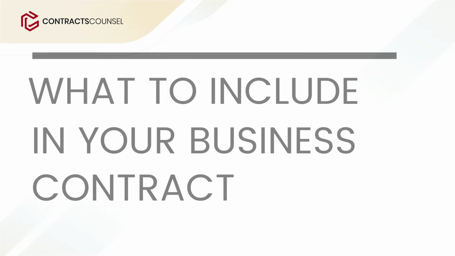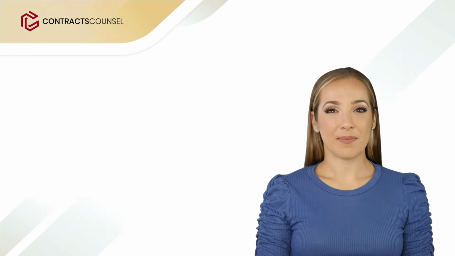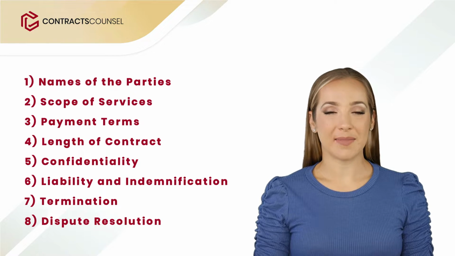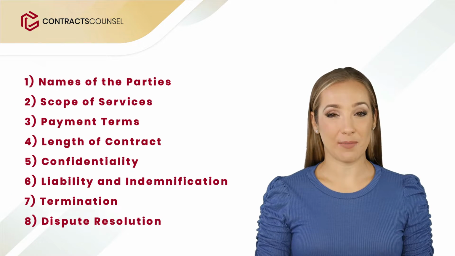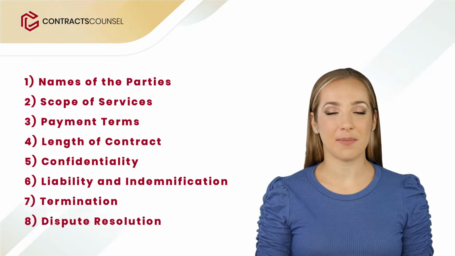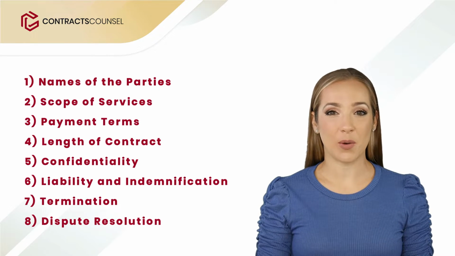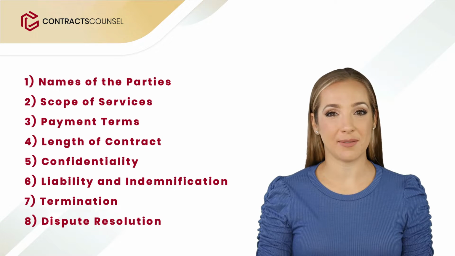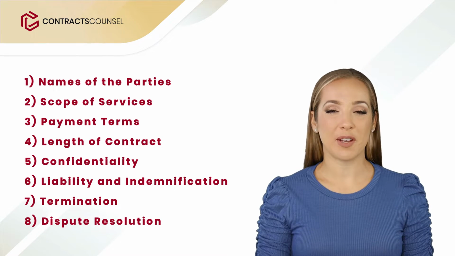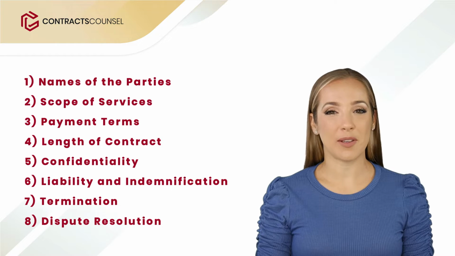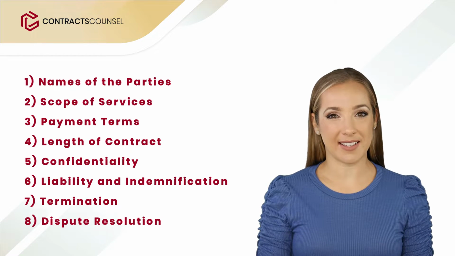What to include in your business contract. There are common terms used in business contracts. Here are some you will find. 1. Names of the parties. The agreement includes the name of the businesses or people involved in the transaction. 2. Scope of services. This describes what services will be provided by the business.